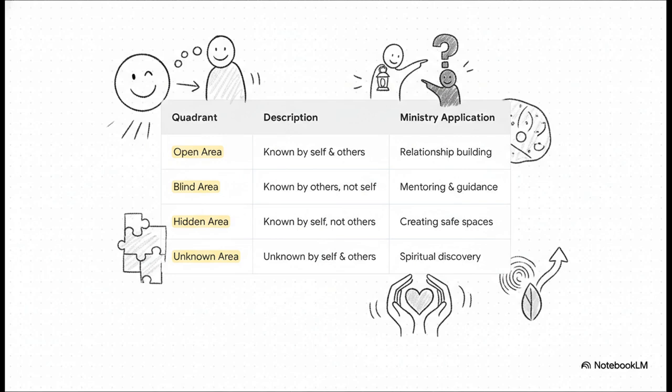It's a model for understanding people. So you have the open area, that's the stuff everybody knows. Our job there is just to build relationships and affirm people. Then there's the blind area, things others see in us that we can't. That's a place for gentle mentoring and guidance. The hidden area, well, that's our private world, the things we keep to ourselves. Ministry there is all about creating safe, trusting spaces where people can actually be vulnerable. And finally, the unknown area. This is untapped potential, and our role there is to help people discover their purpose.